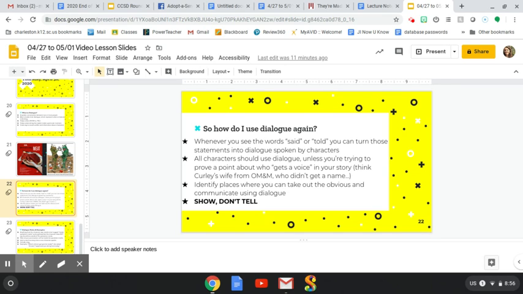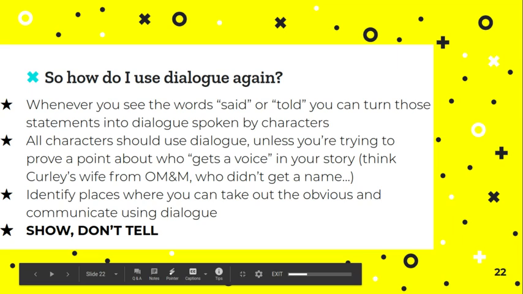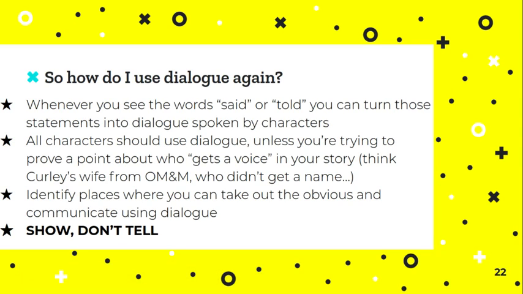Some rules for using that, or some suggestions. Whenever you see the words said or told, you can absolutely turn that statement into dialogue. So, for example, I told my mom why I was angry. Instead of saying, I told my mom why I was angry, show us the conversation between you and your mom so that we can feel like we're in that moment with you. Any characters that are in your story should use dialogue.